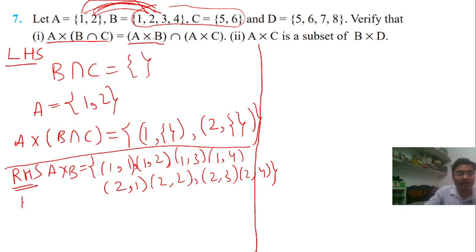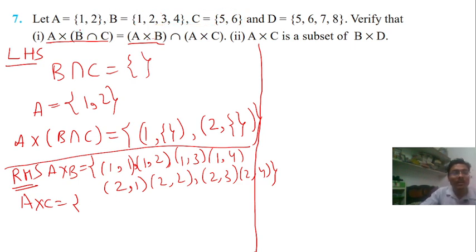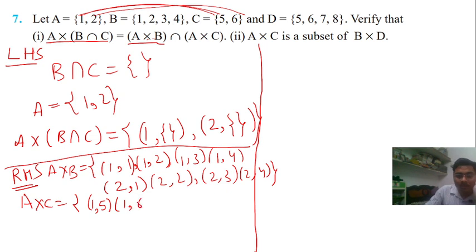Finding now A cross C. To find A cross C, we will have to multiply every element of A with every element of C. So we will get 4 elements in the A cross C set: 1, 5, then 1, 6, 2, 5, and 2, 6.